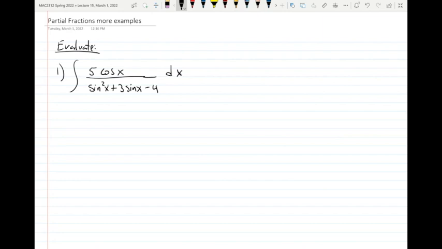A rational function has to have polynomials on top and bottom. It's a quotient of polynomials. These are not polynomials. Trig functions here. So what should we do first? I'm going to say get rid of the trig functions, but I don't know how to do that. So don't ask. Yes, you know how to do that. How do you do it?